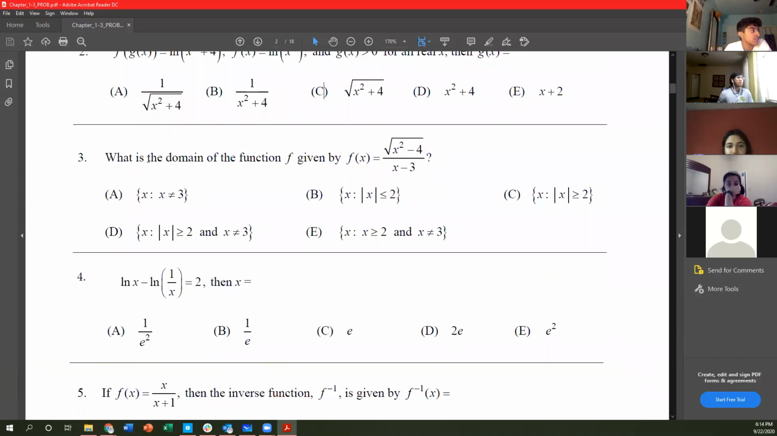Number 3, what is the domain of the function f given by f(x) = root (x squared minus 4) over (x minus 3)? All right, what are the 2 things we need to watch out for? When the denominator equals 0. Yep, and then what about the radical up here? What's important about the radical? That it doesn't equal anything negative. Yes, that it doesn't equal anything negative, and that it doesn't equal 0, because if it equals 0, then it becomes a hole, right?